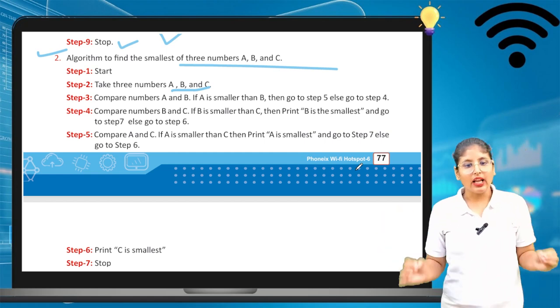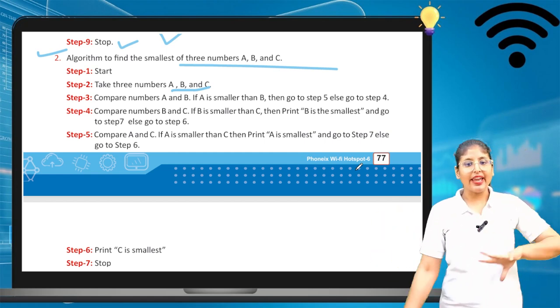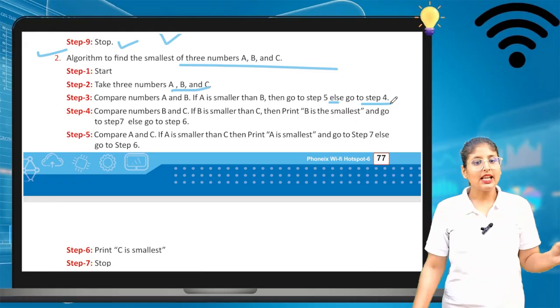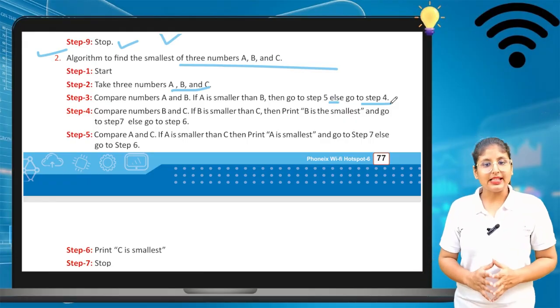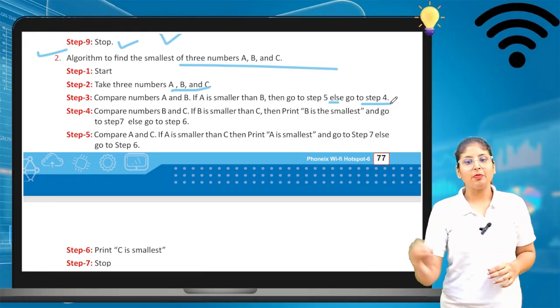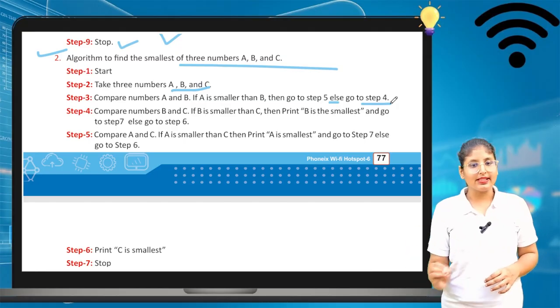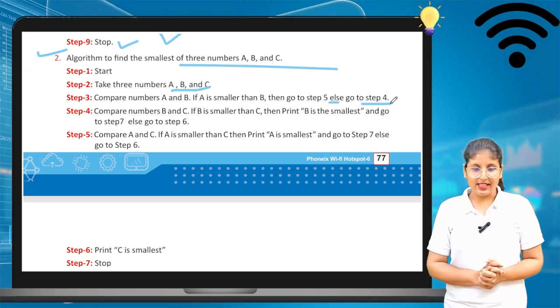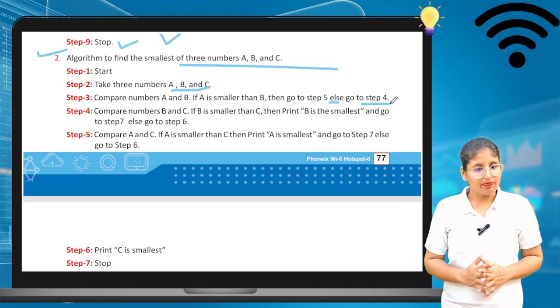Step 3, compare numbers A and B. If A is smaller than B, then go to step 5, else go to step 4. Step 4, compare numbers B and C. If B is smaller than C, then print B is smallest and go to step 7, else go to step 6. Okay? Next is step 5.